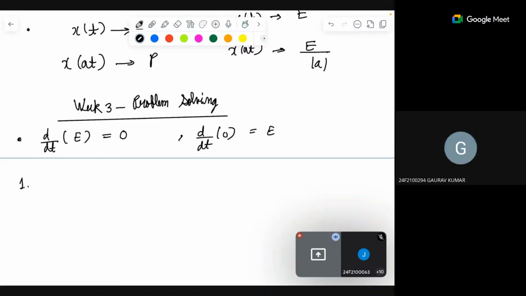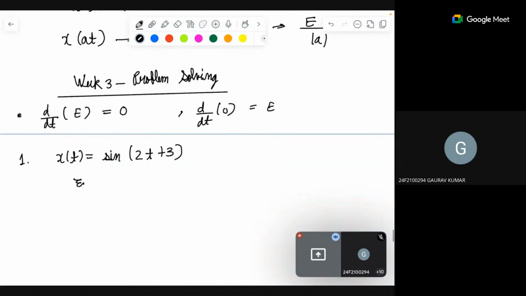Yes, ma'am. Okay, now I have the signal x of t, which is sine of 2t plus 3. You have to tell me whether it is even, odd, or neither. How much time do you need? One minute is sufficient for this question. Okay, start.